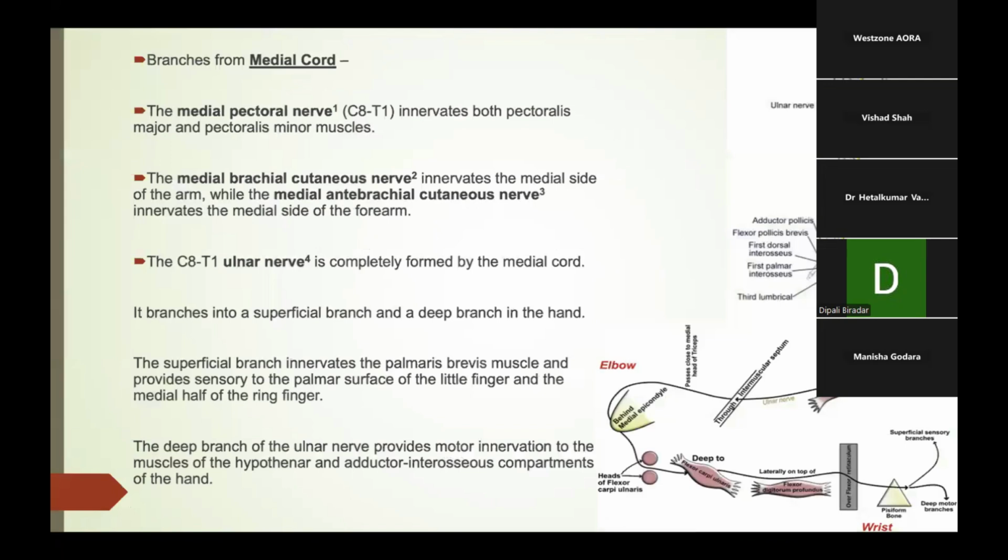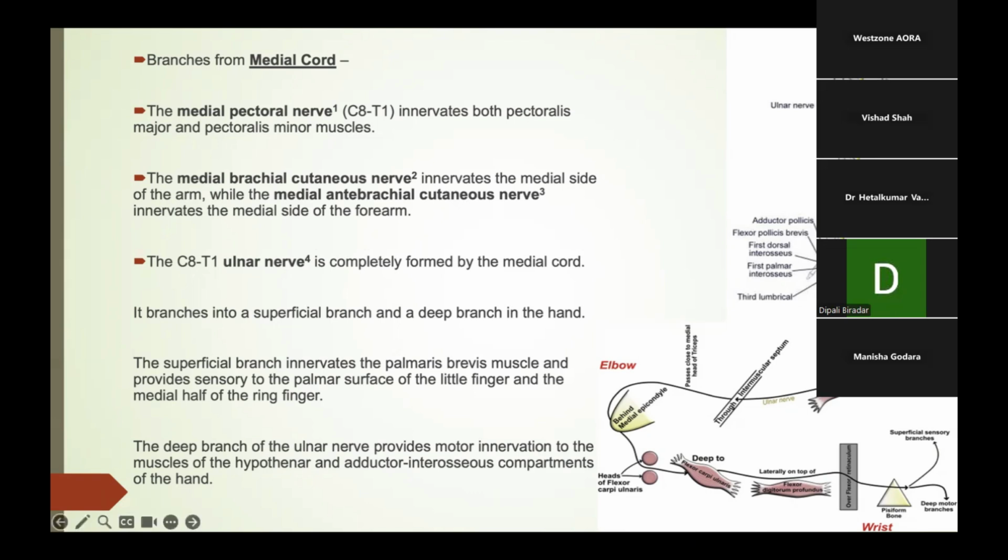Now we'll talk about the other cord, the branches from the medial cord. The medial pectoral nerve innervates both the pectoralis major as well as the pectoralis minor muscle. The medial brachial cutaneous nerve innervates the medial side of the arm. The medial antebrachial cutaneous nerve innervates the medial side of the forearm. The C8 to T1 ulnar nerve is completely formed by the medial cord.